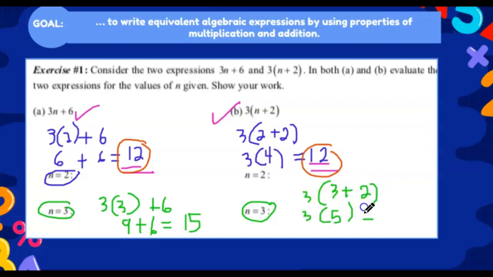Still we get 15. So as long as those two expressions, no matter what number you're putting in as the value of the variable, end up with the same value at the end, then those two expressions are equivalent. They are the same. Even though they look different, 3n plus 6 and 3 times n plus 2. This is a product form and this is a factored form. They give us the same or equivalent value at the end. Did that answer your question? Yeah, thank you. No problem.